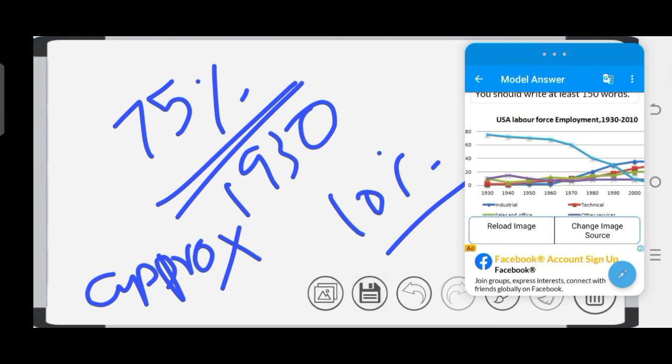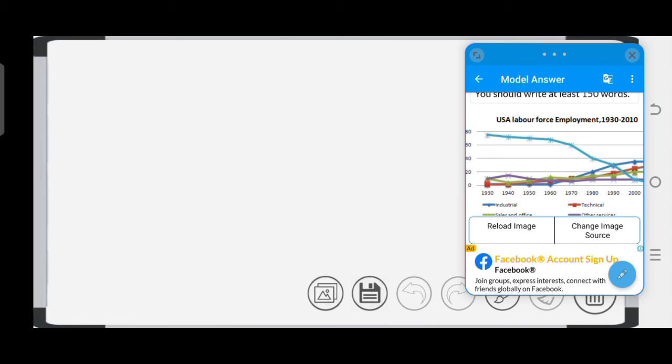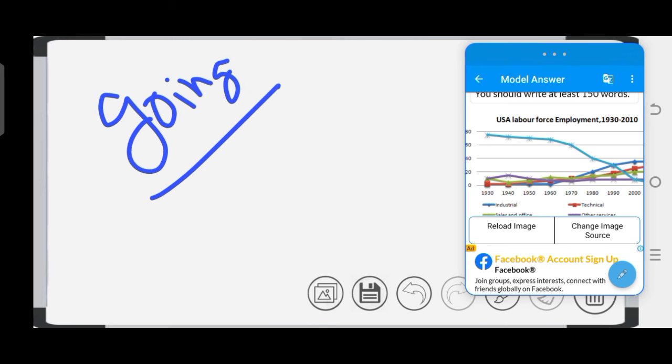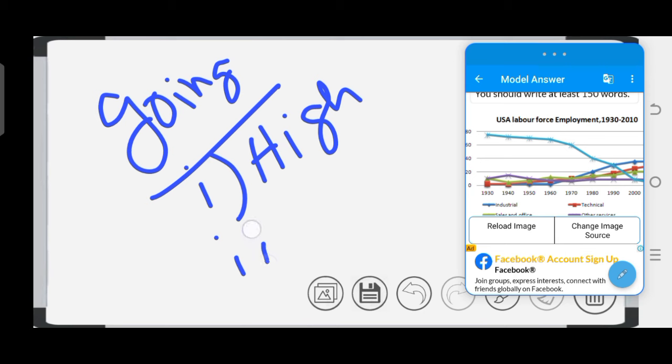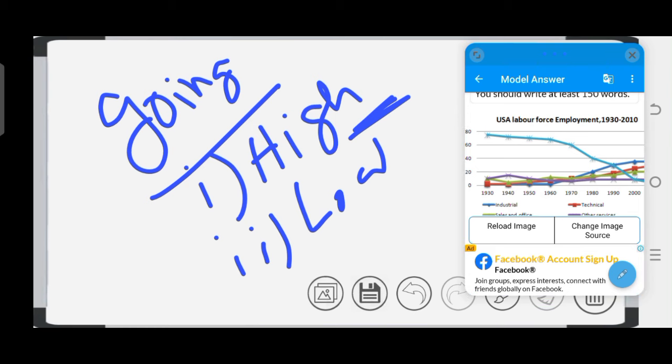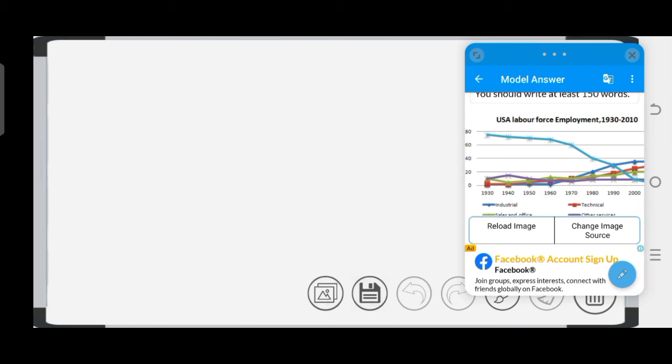So this way, you are going to write these results one by one. First of all, what you need to write is the high value and the low value. So what are the highs and the lows, and then you need to put a comparison between the two. But how will I start? So there are two ways. You can either start by this or you can use this.